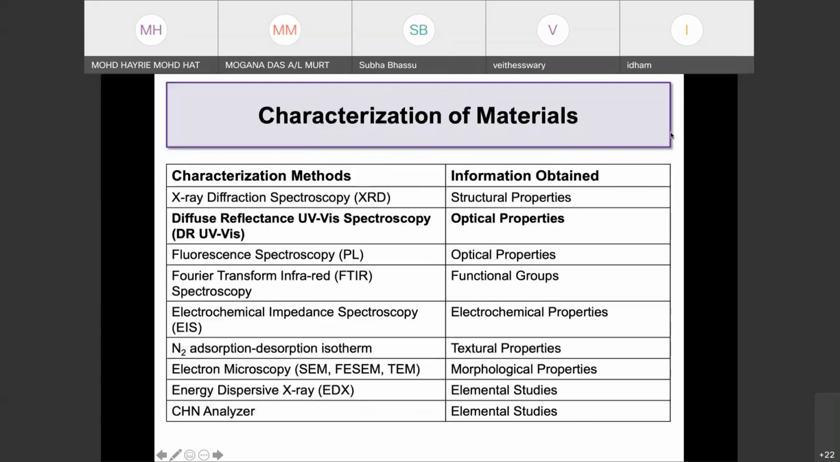Okay, so we have many methods for characterization of the material. We have XRD, DRUV, fluorescence, FTIR, EIS, BET, SEM, FESEM, EDX, and a size analyzer. So you have to choose which characterization method will answer that question.